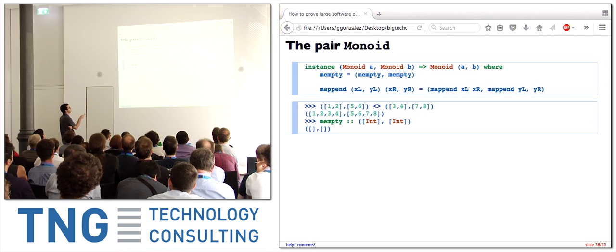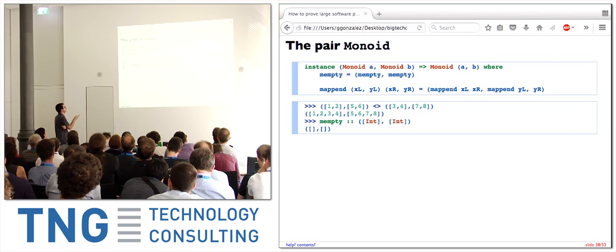So we say the empty tuple just has two empty fields. And if we want to add together two tuples, we'll just do it field-wise. So we'll add together their left fields, and then we'll add together their right fields. Here's an example of that.